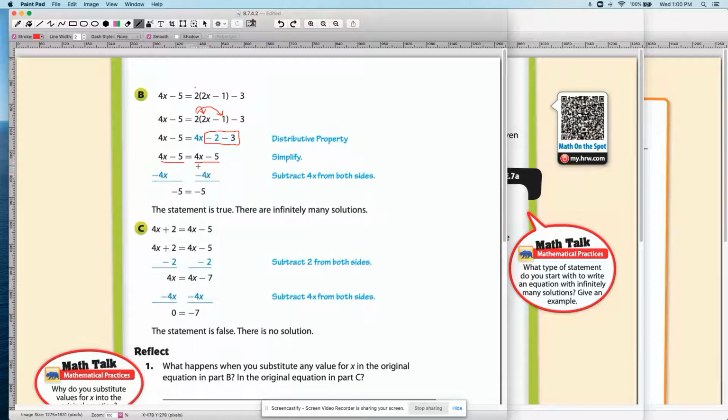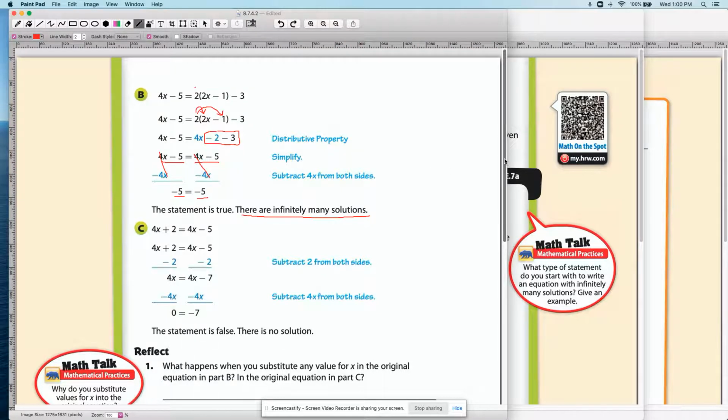But if you don't, then you would subtract 4x on both sides, and these two cancel out, and these two cancel out, and what do you have left? You have -5 equals -5. Okay, so the same number equals itself. There are infinitely many solutions.